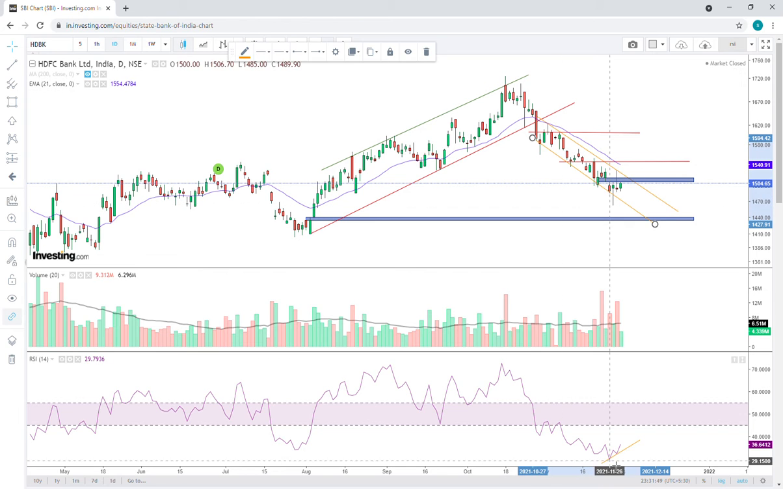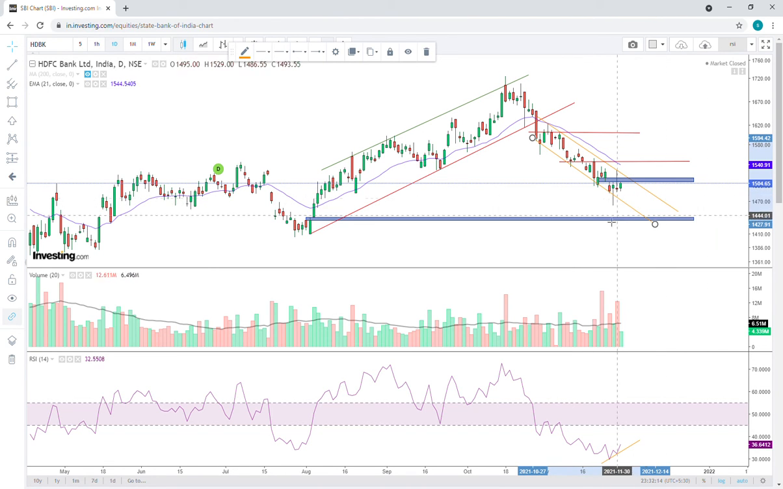One positive factor is divergence in RSI, and risk reward. You can take the stop loss of 1487 and trade for 1526 or 1530. If it is breaking 1446, put the stop loss of 1501 or 1502. Keep the stop loss, trade for 1440 or 1435.